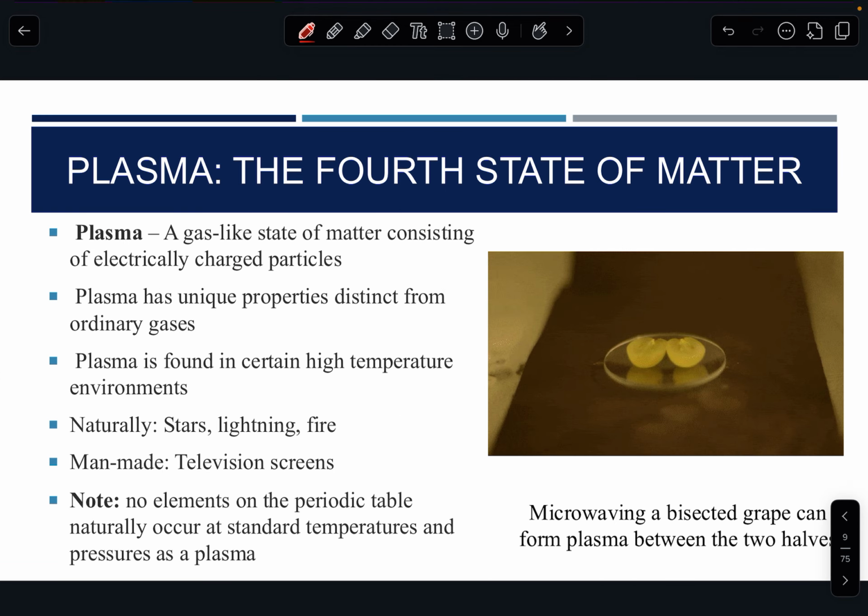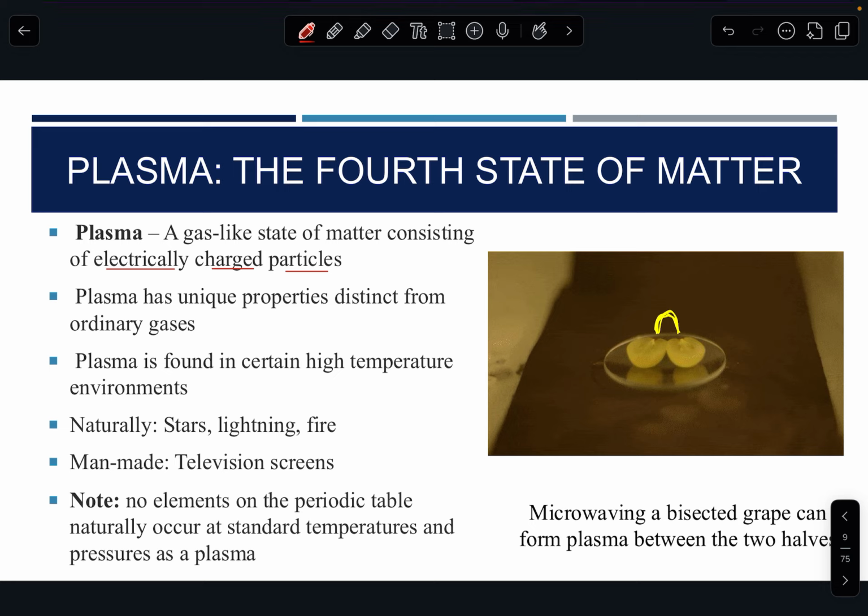And so this is where you would see the video of plasma jumping between two halves of a grape. A plasma is a different type of matter than what we've discussed on the previous slide, but basically it is a type of matter that consists of charged particles. And so you should have a better understanding of what charged particles are now that you know about what a charge is. But I will get to those slides when I get to them.